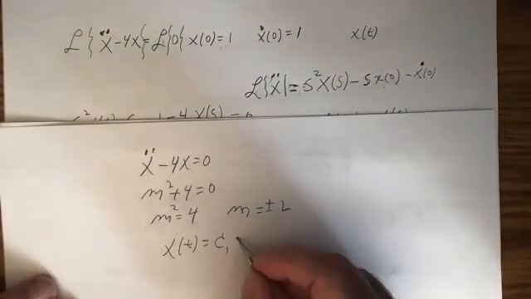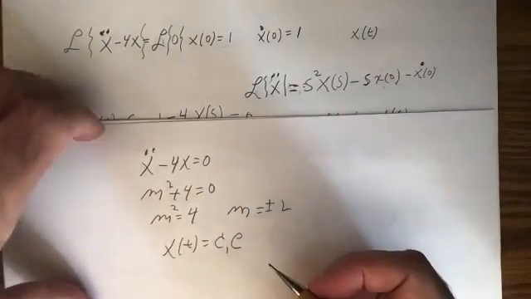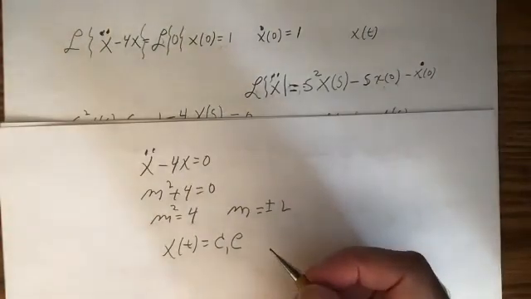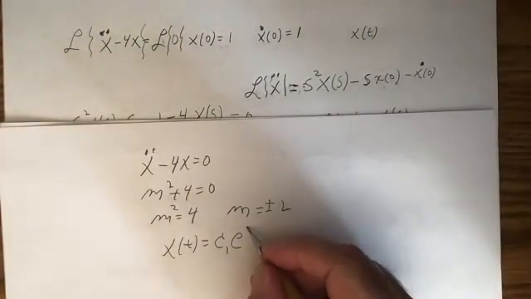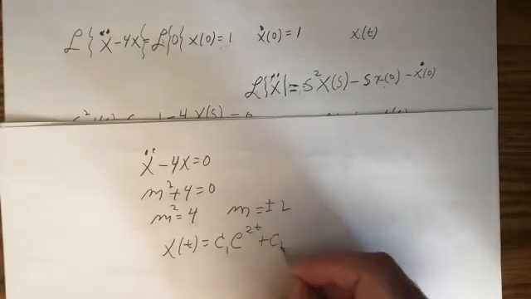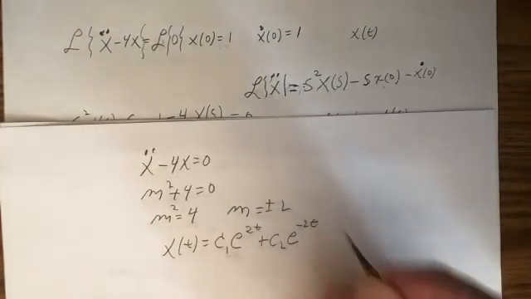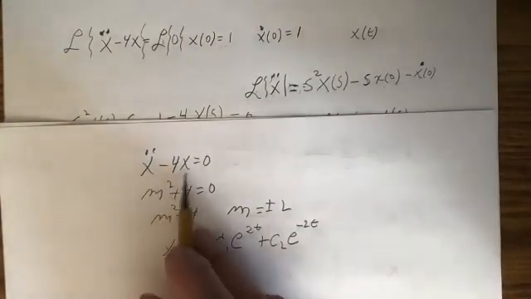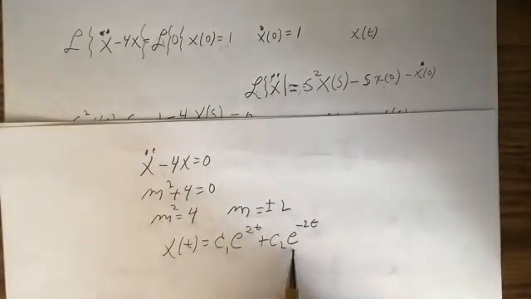C1 e to the 2t plus C2 e to the minus 2t. So this is the general solution of this differential equation that we learned how to solve. All right.